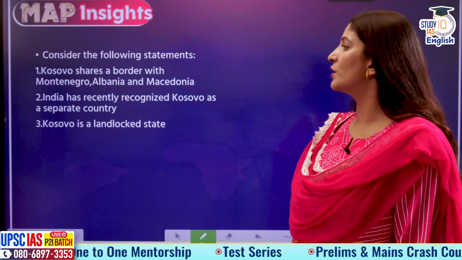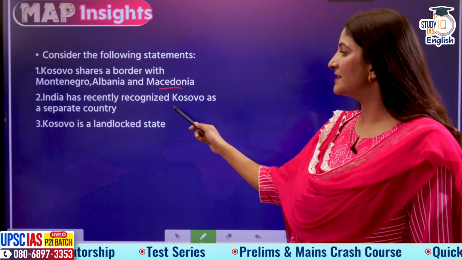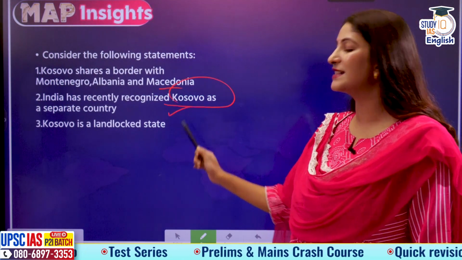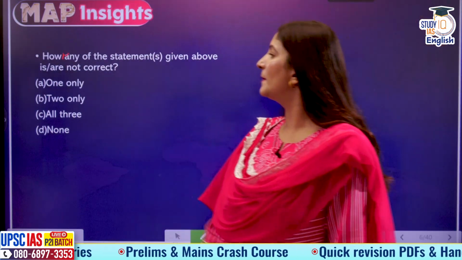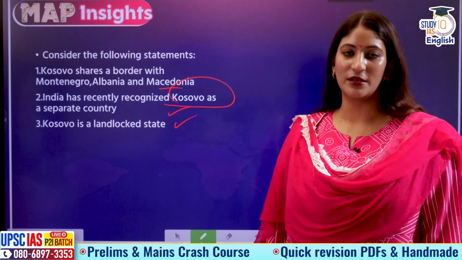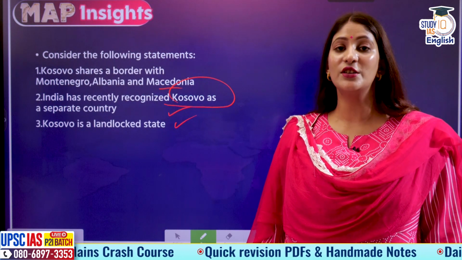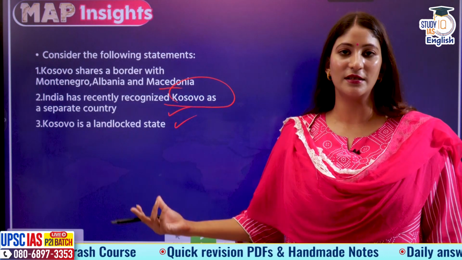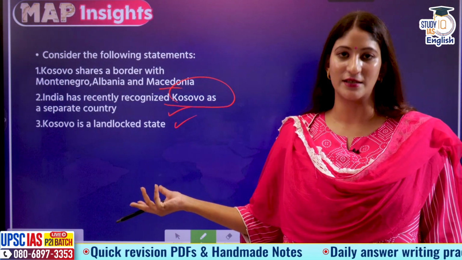Let's move ahead. Consider the following statements. Kosovo shares a border with Montenegro, Albania and Macedonia. India has recently recognized Kosovo as a separate country. Kosovo is a landlocked state. How many of the statements given above is or are not correct? India hasn't actually till now agreed to the fact that Kosovo may be a different country from Serbia. It considers it a breakaway state.